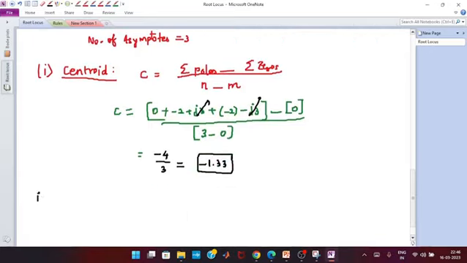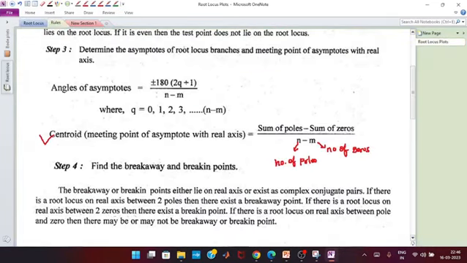Next, after finding the centroid of the asymptotes, we have to find the angle of asymptotes. That is very easy. We also have to know at which angle to draw the asymptotes, and that matters too. To find the angle of asymptotes, you can use this formula: plus or minus 180 degrees into 2q plus 1 divided by n minus m. Here n is the number of poles and m is the number of zeros. Now I'll use this formula.